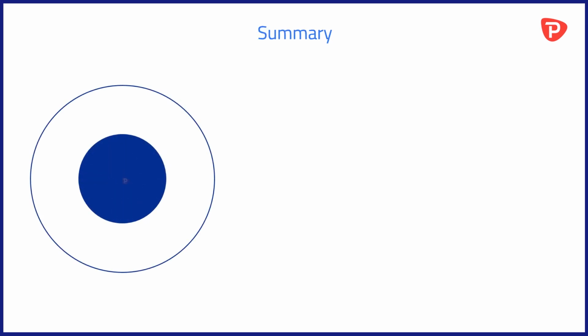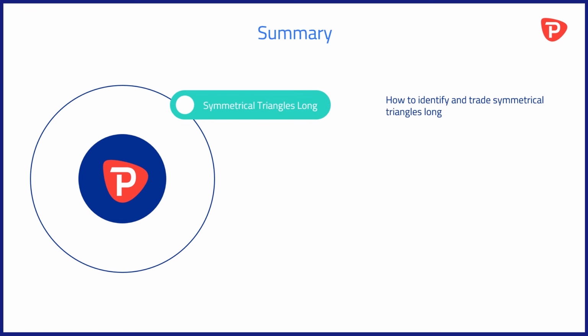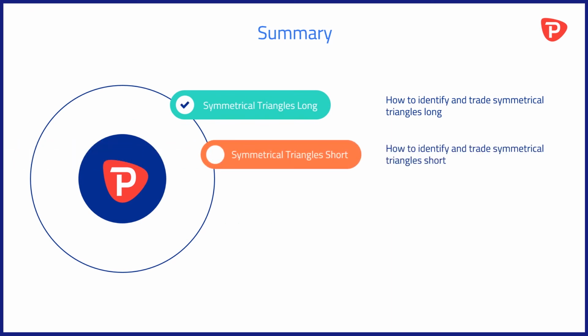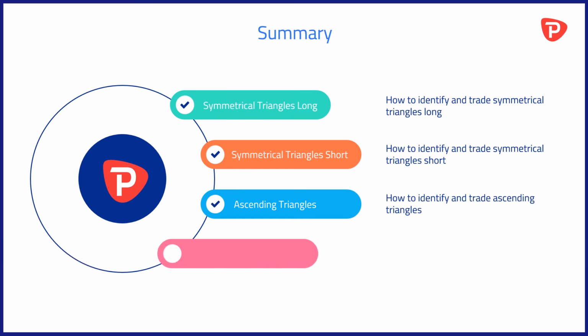In this lesson, we have learned how to identify and trade symmetrical triangle patterns in a long direction, how to identify and trade symmetrical triangles in a short direction, how to identify and trade ascending triangle patterns, and finally, how to identify and trade descending triangle patterns. This concludes section 3 of chart pattern analysis.